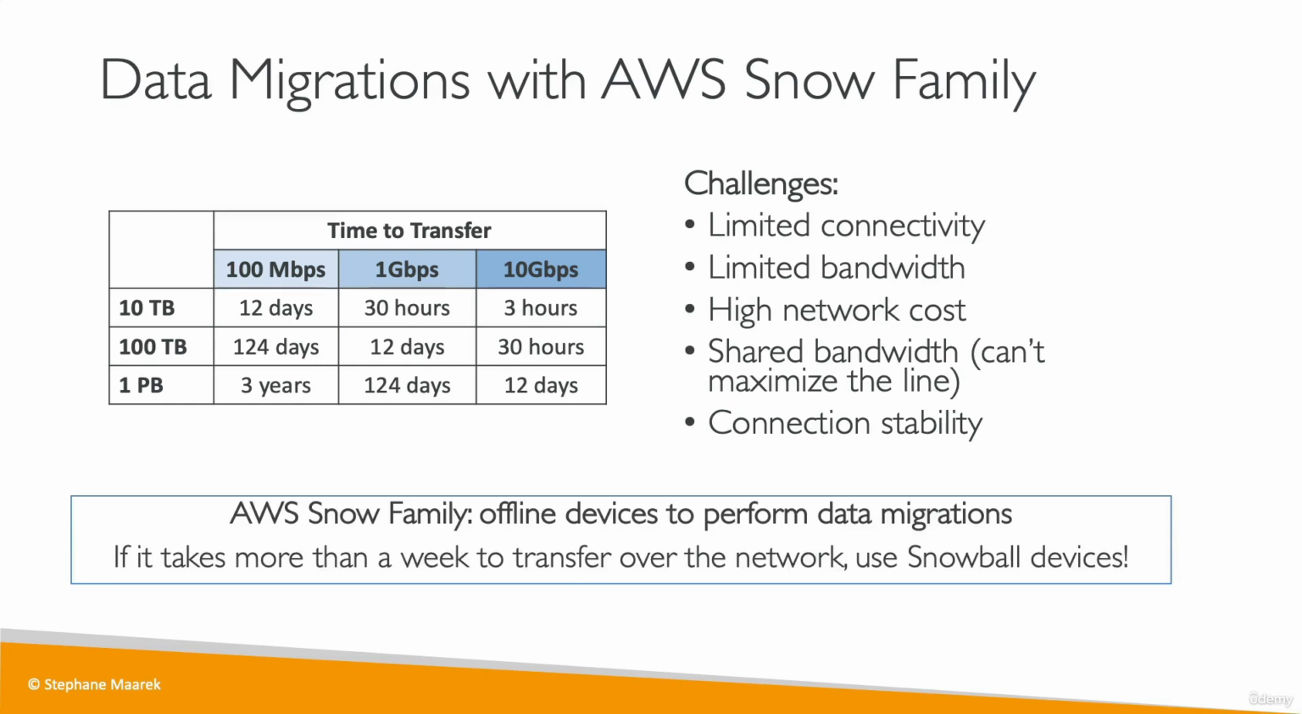So the Snow Family are offline devices that allow you to perform data migrations. AWS will send you an actual physical device by the post office, and then you load your data onto it, and then you send it back to AWS. So the rule of thumb is that if it takes more than a week to transfer data over the network, then you should use a Snowball device, for example.